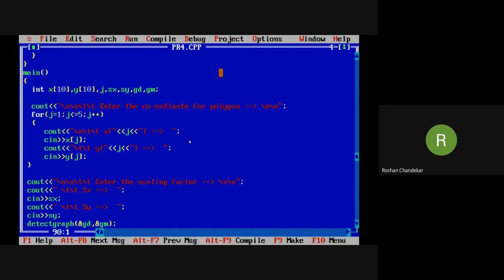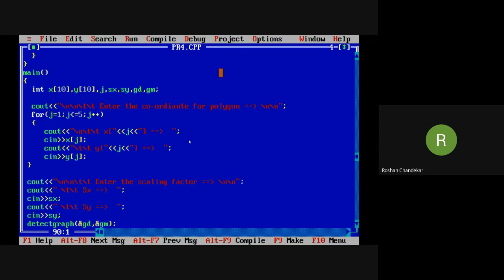In main, we declare an array x of size 10 and an array y of size 10, in integer form. Why is this so? Because we have to draw a polygon, using the Bresenham algorithm program to draw a line. By using that algorithm, we draw the polygon.